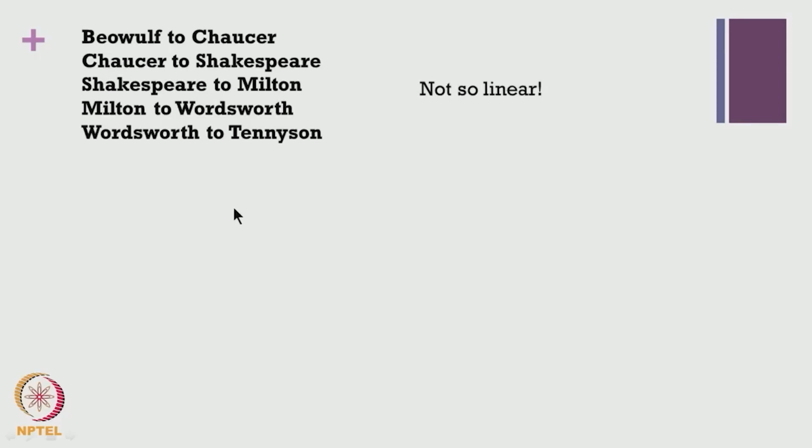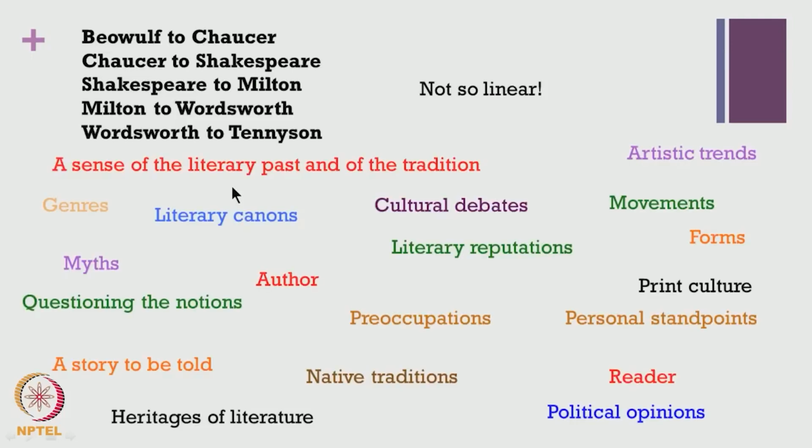We shall not just be talking about the various authors and the various works that they produced, but there is going to be a plethora of things that come into the discussion. We shall be talking about the past, sense of tradition, artistic forms, various genres, print culture, standpoints, political opinions which inform the understanding of a text, native traditions, heritages, and literary reputations. So, there is a vast range of topics that will inform our understanding of this seemingly linear discussion from Beowulf till the modern times.